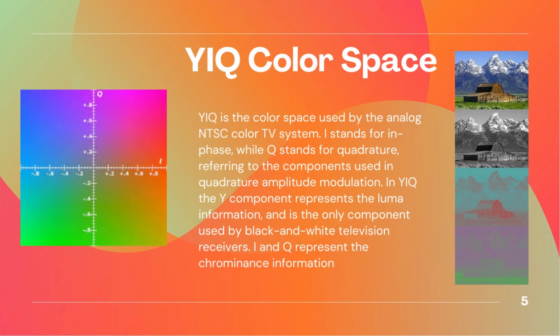YIQ is the color space used by the analog NTSC color TV system. I stands for in-phase, while Q stands for quadrature, referring to the components used in quadrature amplitude modulation. In YIQ the Y component represents the luma information, and is the only component used by black and white television receivers. I and Q represent the chrominance information.